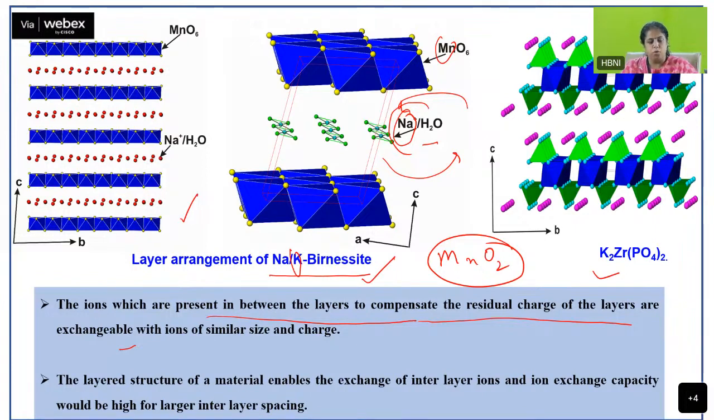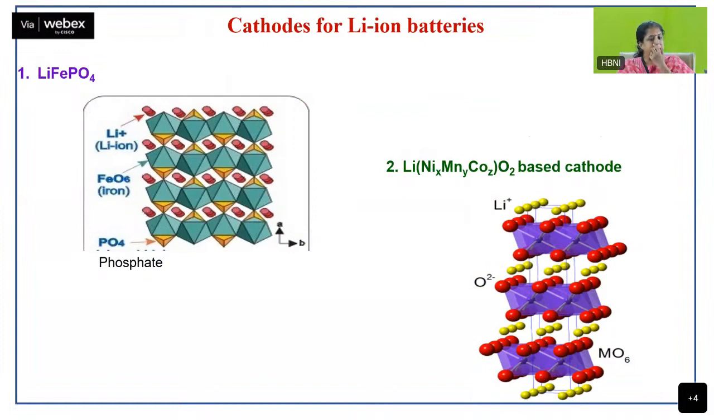Similarly, cathodes for lithium ion batteries. Your present day smartphones, the batteries have lithium cobalt oxide as the electrode.